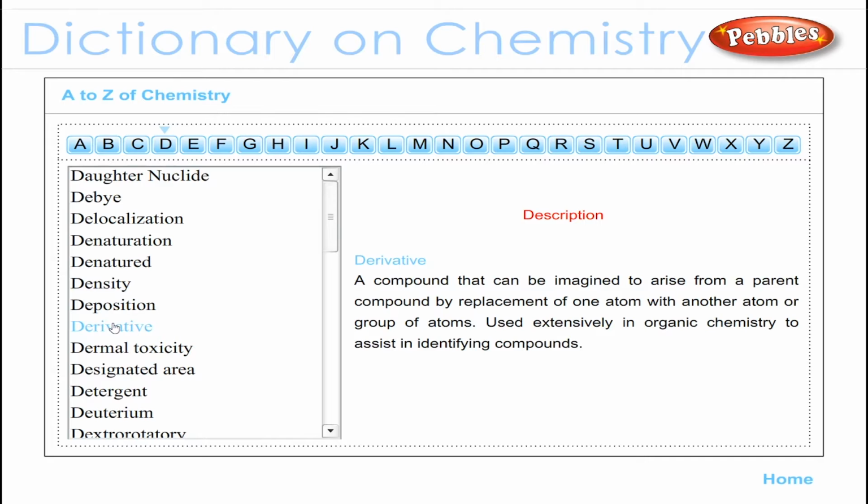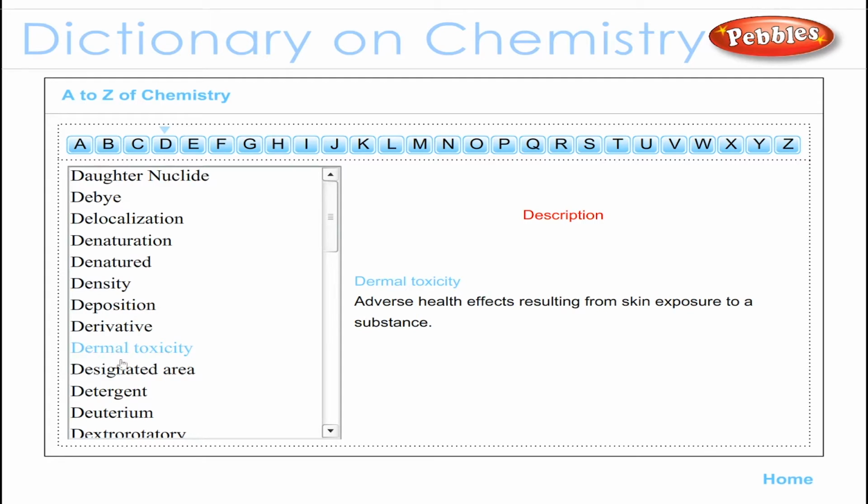Derivative, a compound that can be imagined to arise from a parent compound by replacement of one atom with another atom or group of atoms, used extensively in organic chemistry to assist in identifying compounds. Dermal toxicity, adverse health effects resulting from skin exposure to a substance.